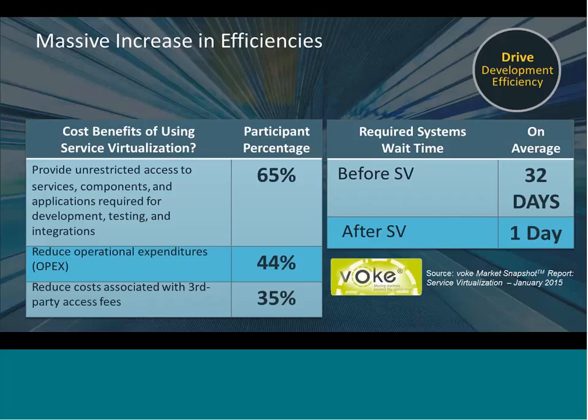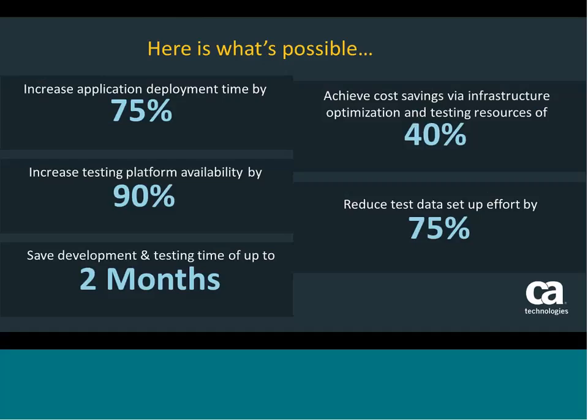On average, before using service virtualization, they had a required wait time for systems of around 32 days. And after service virtualization, because you have virtual versions of what you need when you need them, it went down to one single day. So it's very impressive, and we have customer after customer that has proven this value of better quality applications to market faster and more efficiently done.